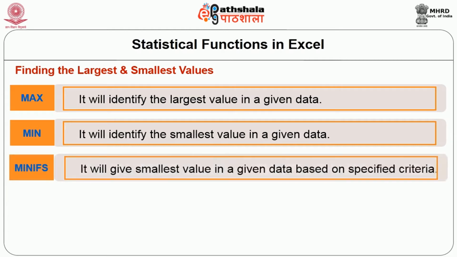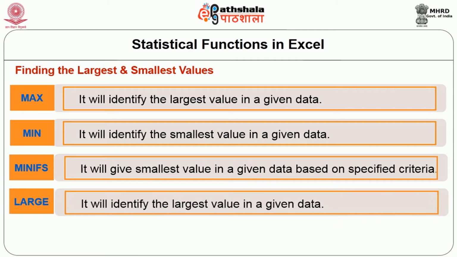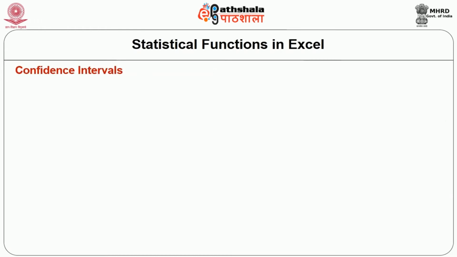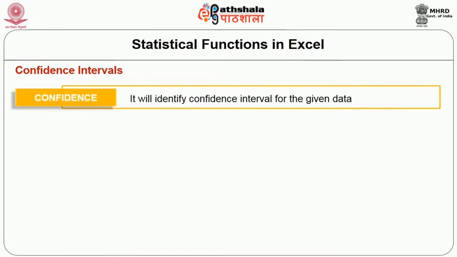MINIFS will give the smallest value in a given data based on specified criteria. LARGE will identify a largest value in a given data. SMALL will identify a smallest value in a given data. Confidence intervals: CONFIDENCE will identify the confidence interval for the given data.